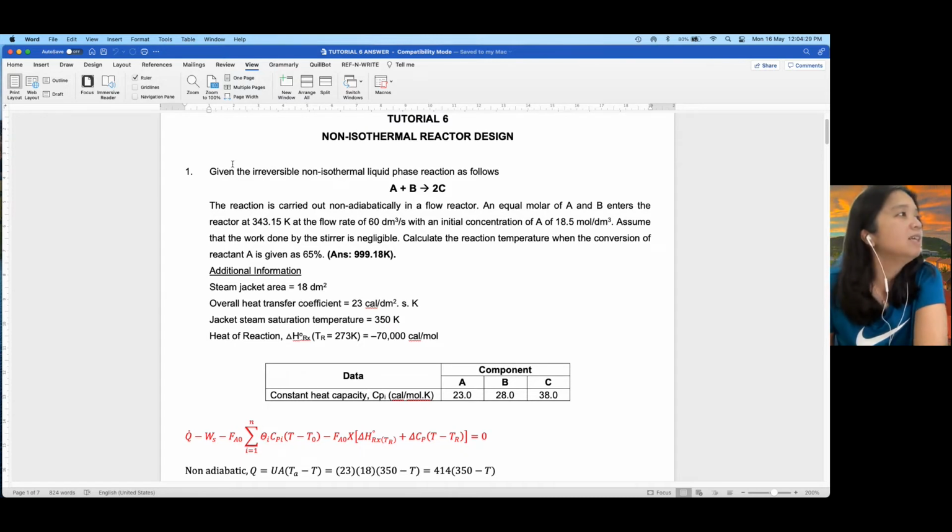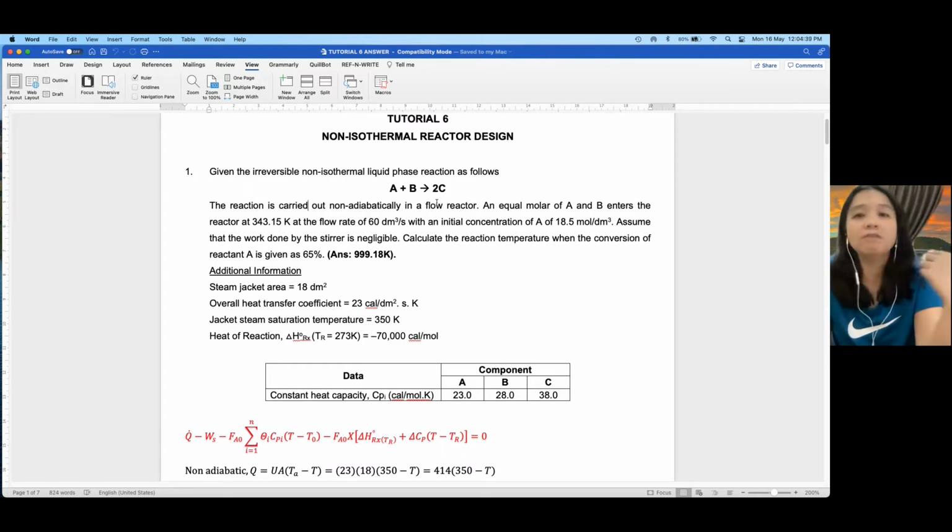It says, given the irreversible non-isothermal liquid phase reaction as follows. So you know that this is irreversible, non-isothermal. This is a reaction of which the temperature changes, meaning the inlet and the reaction temperature are no longer the same, and the reaction is between one reactant A and one reactant B reacting to produce 2C. This is the stoichiometric coefficient. The reaction is carried out non-adiabatically in a flow reactor.